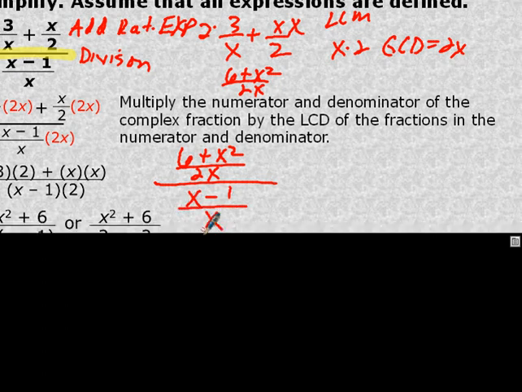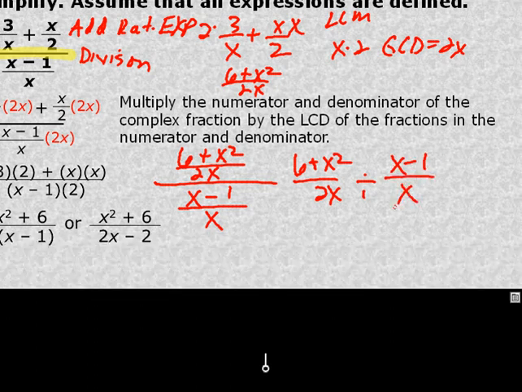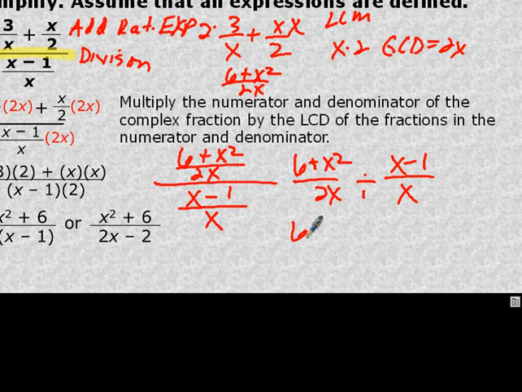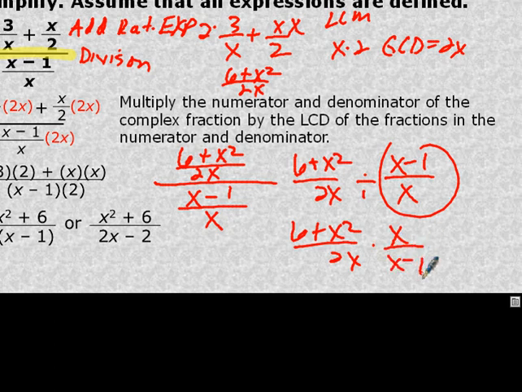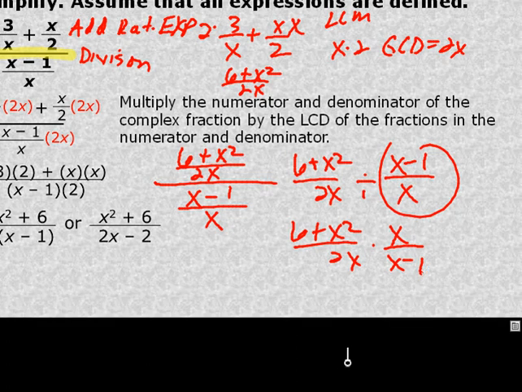And now we turn this into our division problem. 6 plus x squared over 2x divided by x minus 1 over x. Flip that over, take the reciprocal of this: 6 plus x squared over 2x times x over x minus 1. And when I simplify, I can simplify by crossing this out, and that's about all I can do.